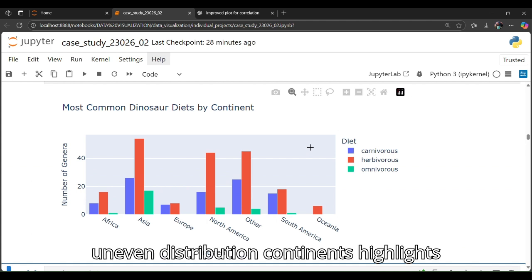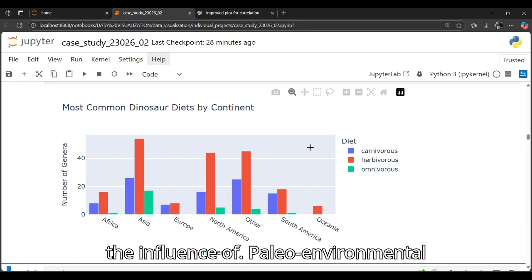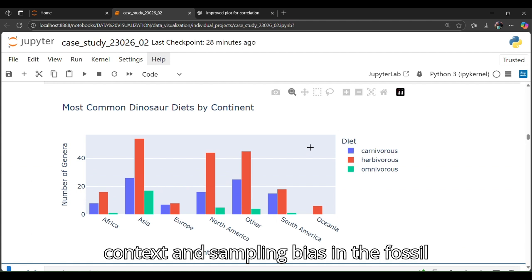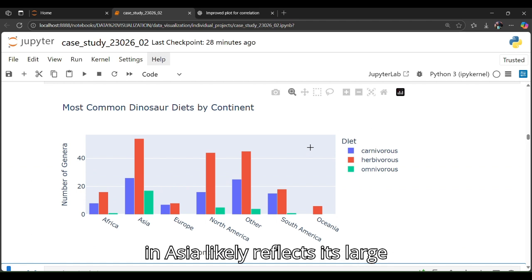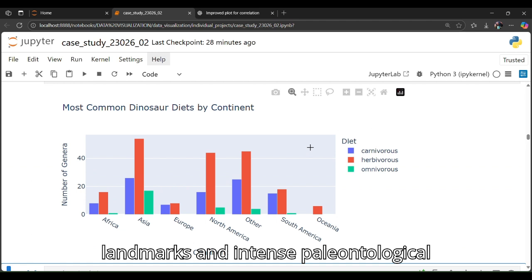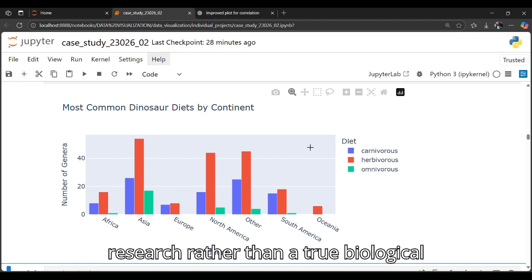The uneven distribution across continents highlights the influence of paleo-environmental context and sampling bias in the fossil record. For instance, the high diversity in Asia likely reflects its large landmass and intense paleontological research rather than a true biological phenomenon.